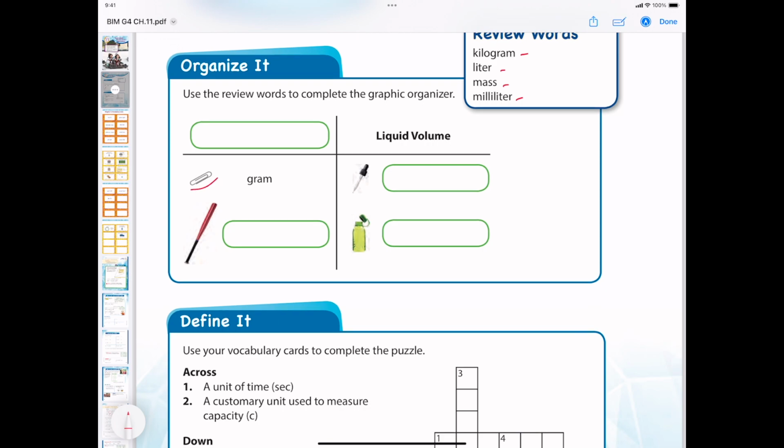And here, one paper clip is about 1 gram. It's about 1 gram, okay? And this baseball bat is about 1 kilogram. And that's what we call mass, okay? Mass is how heavy that object is. So usually they measure how much something weighs. That's what mass is.